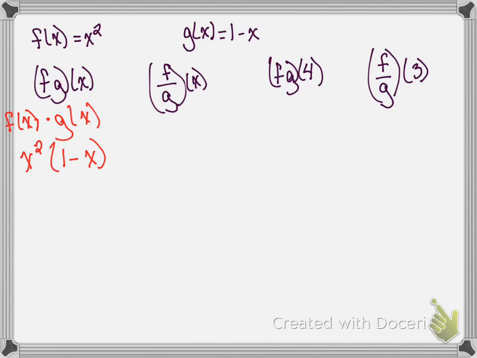So I distribute my x squared, and I'm left with x squared minus x to the third. Now, you can leave it like that if you want to. Most of the time, your x to the third comes first. That's just kind of a tradition thing.